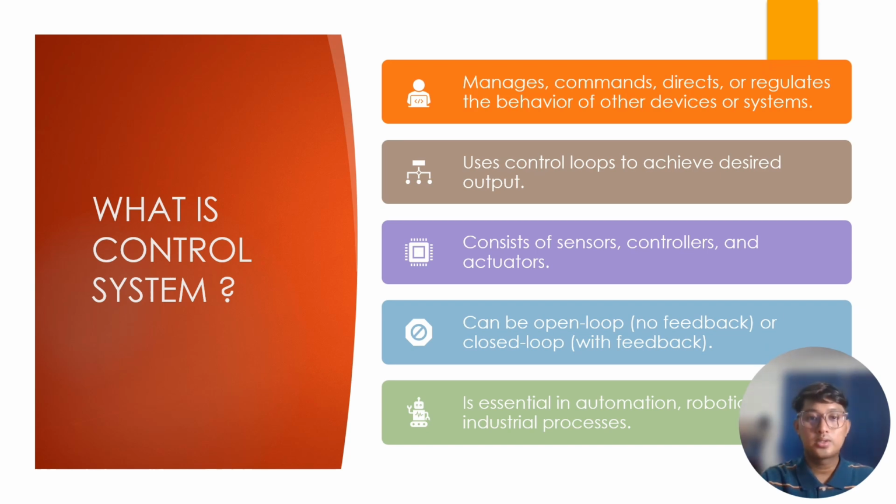So what is a control system? It manages, commands, directs and regulates the behavior of other devices or systems. It uses a control loop to achieve the desired output, consisting of sensor, controller and actuators, and can be open loop, with no feedback, or closed loop, which is with feedback. It is used in automation, robotics and industrial processes.